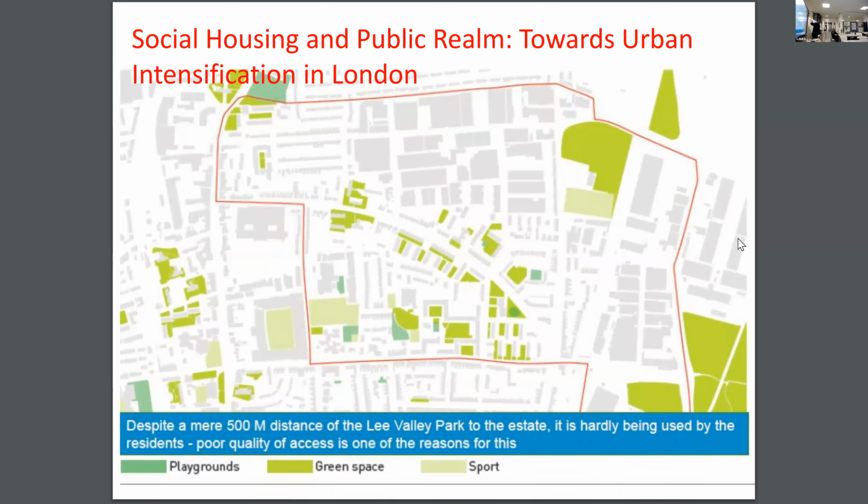As I was saying, despite this whole Northumberland Park estate being located just 500 meters from the Lee Valley Regional Park, in our conversations with residents, none of them said they are using it or going there, because they've got other, more important priorities than walking the dog in the park. So these are the things which we need to think about.